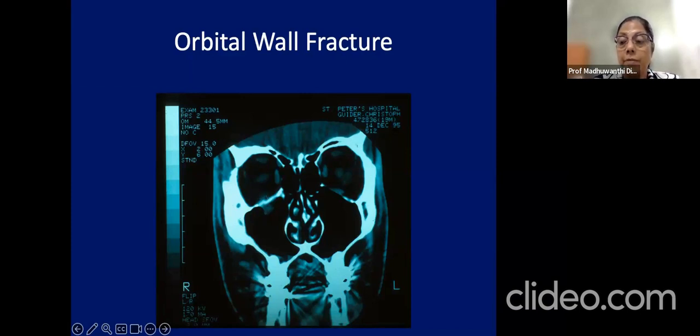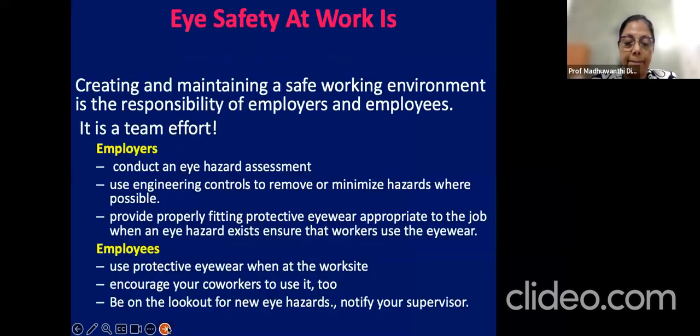because after about 2 weeks, if there is fibrosis around this region, it is difficult to release these muscles. So therefore, the patients that you suspect of orbital floor fractures, you have to send them immediately, that is within 2 weeks, for evaluation and further management. Okay, otherwise the patient will be having this double vision lifelong.